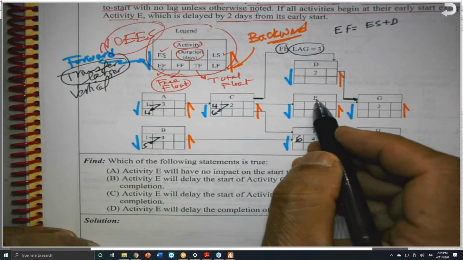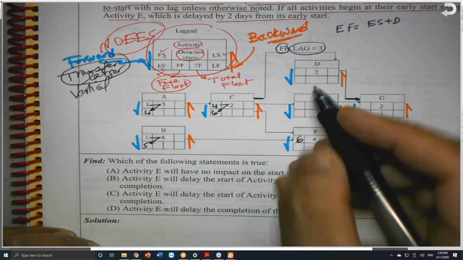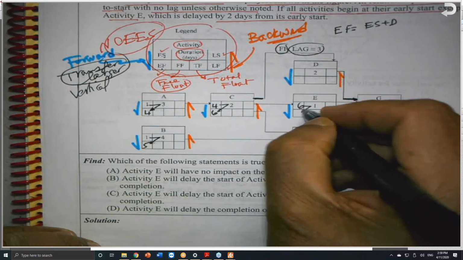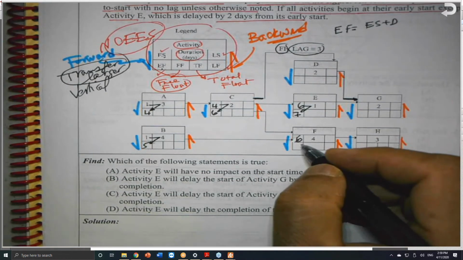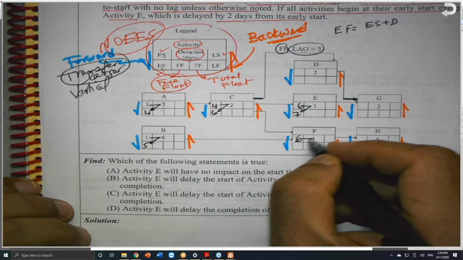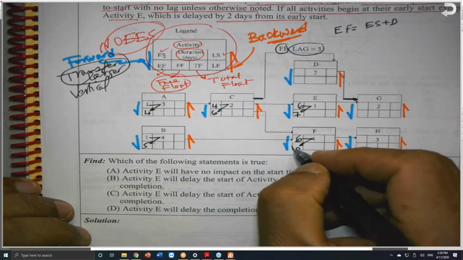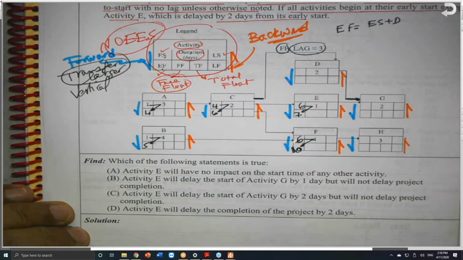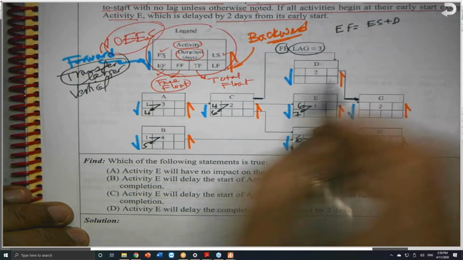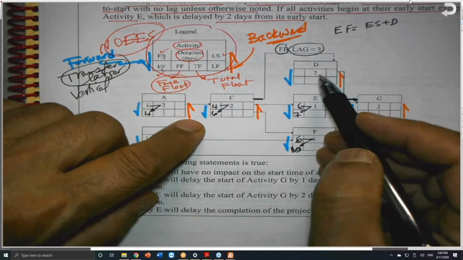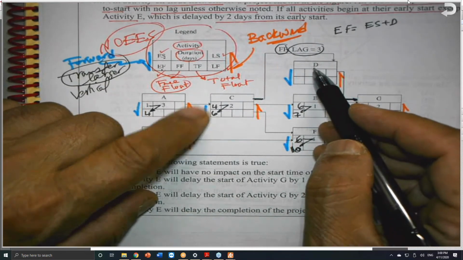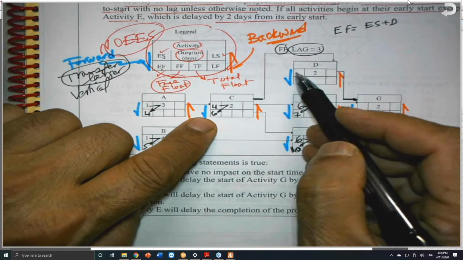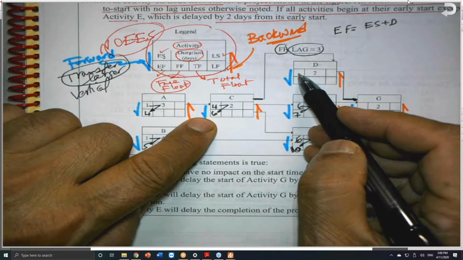And this E depends on C. C is finished at 6 days. 6 plus 1 is 7. And 4 plus 6 is 10. Now, this activity D in relation to activity C, if it is normal, I will move this 6 and put it here, if there is no lag.